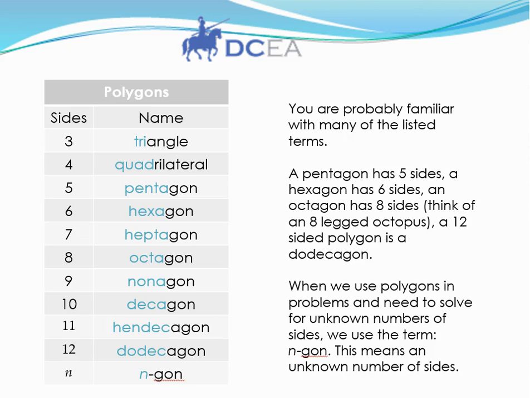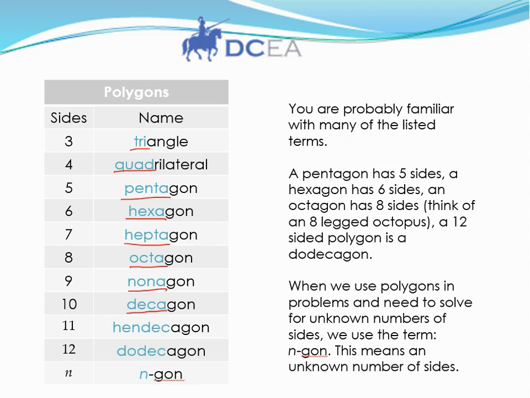A triangle has 3 sides. The prefix tri means the number 3. A quadrilateral has the prefix quad. Quad means 4. A pentagon has 5 sides. Hexagon has 6 sides. Heptagon, 7. An octagon has 8. Think of an 8-legged octopus to remember that one. The nonagon has 9. A decagon has 10.